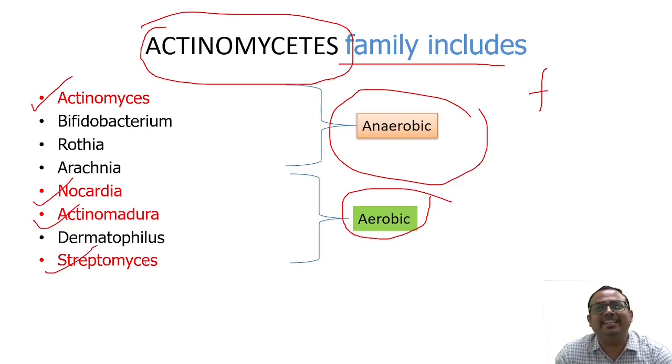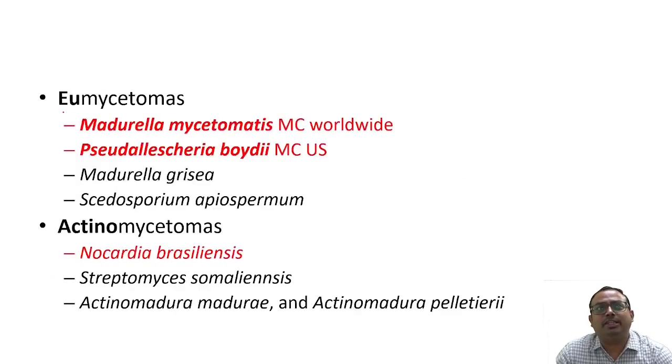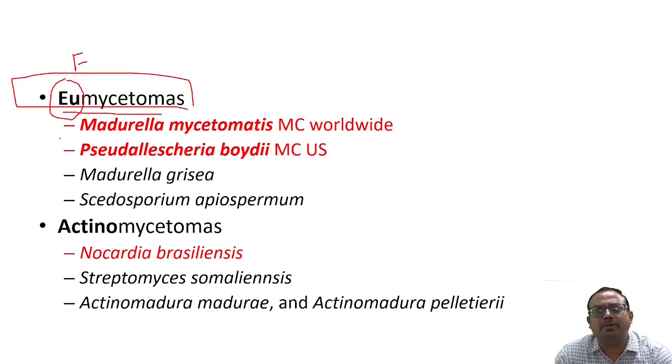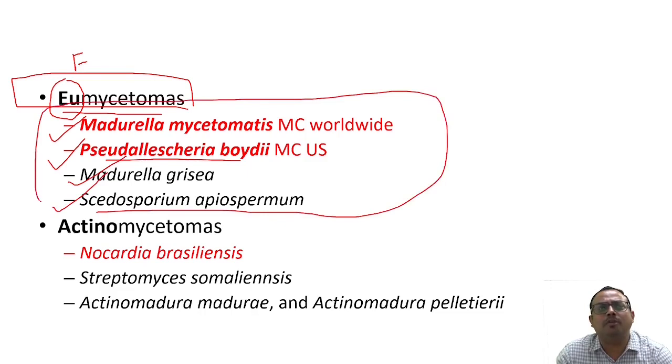streptomyces. So let's see in detail the causative agents of eumycetoma, where fungi are the causative agent. E, you see it is as F, eumycetoma caused by fungus. The important fungi are Madurella mycetomatis, Pseudallescheria boydii, Madurella grisea, and Scedosporium apiospermum. So these are the four common fungal species causing eumycetoma. Among actinomycetomas, the important ones are Nocardia brasiliensis, Streptomyces, and Actinomadura species. Okay, so let's move ahead.